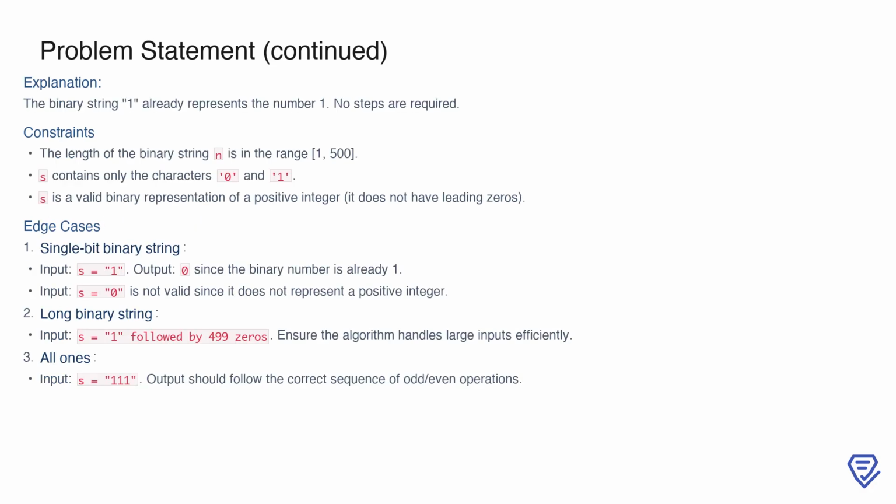The example where the input is 1 highlights an important edge case. When the binary string already represents 1, no operations are necessary, and the step count is 0. Let's also consider some additional constraints and edge cases. The binary string length can go up to 500 characters, so the solution must handle very large inputs efficiently. For instance, a string starting with 1 followed by 499 zeros represents a huge number, and the algorithm must be able to process it within reasonable time limits.